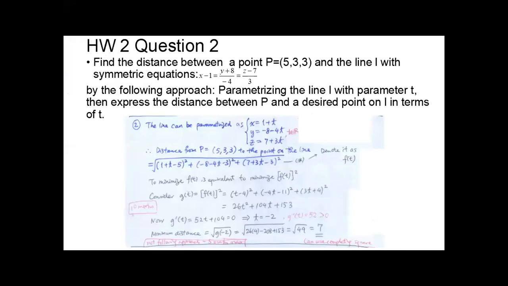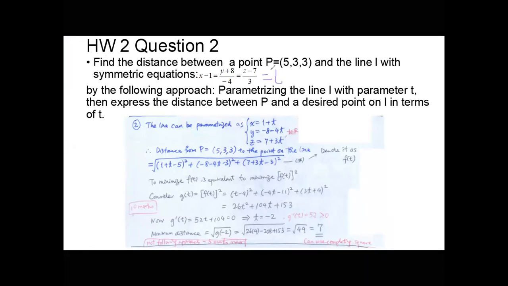Let's talk about homework first. Question 2. Find the distance between a point and a line by a given approach. Parametrize the line with parameter t, then express the distance between P and a point on the line in terms of t. Let this symmetric equation equal to t, then the line can be parametrized as follows. We need to state t is a real number. Then the distance from point P to a point on the line can be expressed as follows, and denote it as f of t.